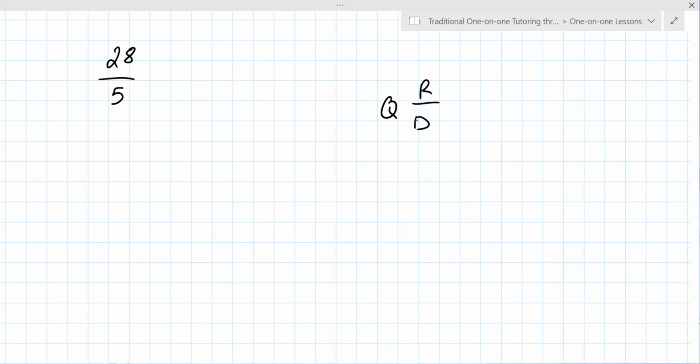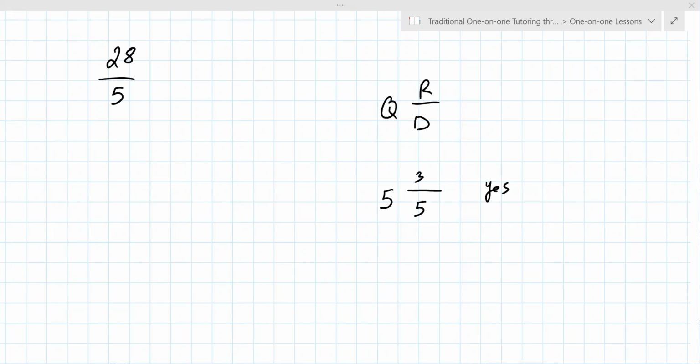I got it now. Okay, what is your quotient? The quotient is 5. Okay, your remainder. 3. Okay, and your divisor. 5. Yes, that's excellent. Okay, so the way the problem is presented, it's exactly what you just did.